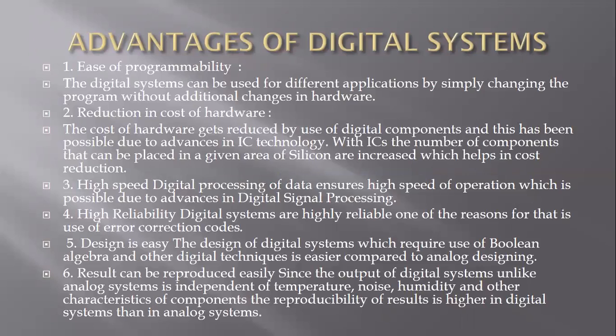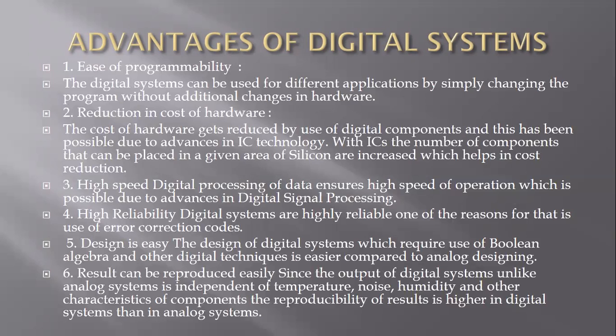Let us see why digital systems are important, or what the advantages of digital systems are. The first and foremost importance of digital systems is the ease of programmability. Digital systems can be used for different applications by simply changing the program without additional changes in the hardware. Reduction in cost of the hardware. The cost of hardware gets reduced by use of digital components, and this has been possible due to advances in IC technology. With ICs, the number of components that can be placed in a given area of silicon is increased, which helps in cost reduction.